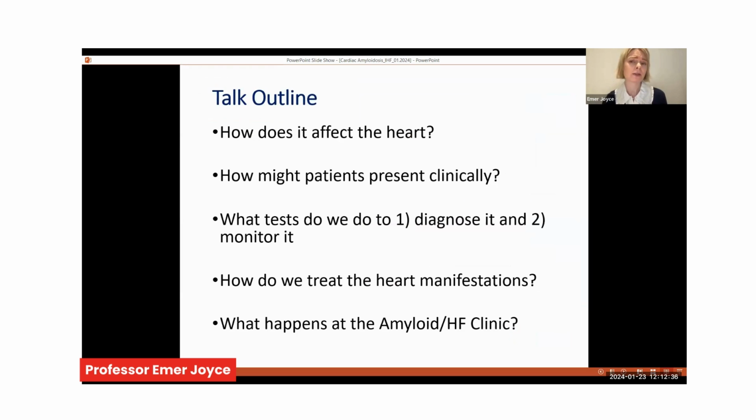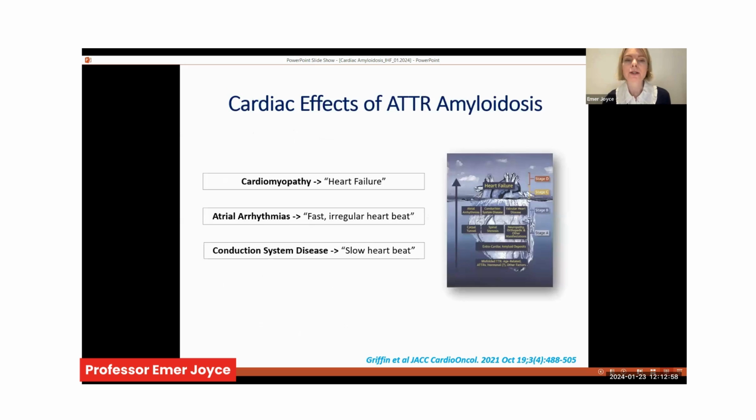So moving into the body of the talk, again, some of that is maybe slightly technical, but I think just to explain some of the basics and where we are medically, we're going to go through how it affects the heart, how you might come to be diagnosed with it, how we diagnose it, how we treat it, and what happens at the heart clinic or the amyloid clinic. So how does it affect the heart?